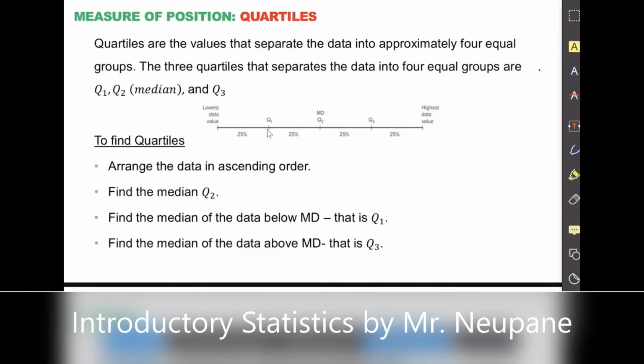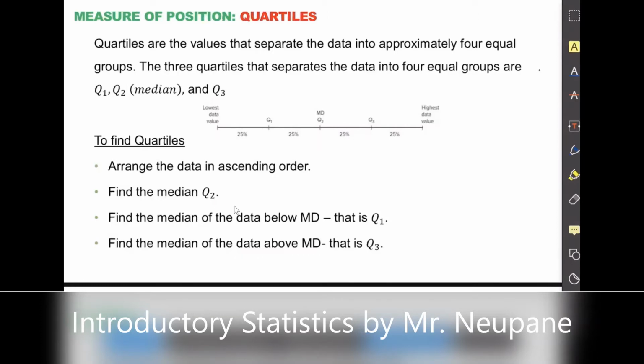Then, in order to find Q1, Q1 is the median of the data values which are less than the median. And then Q3 is also a median. It divides the data in this upper part into 2 equal parts. So we can say Q3 is the median of the data values greater than Q2.